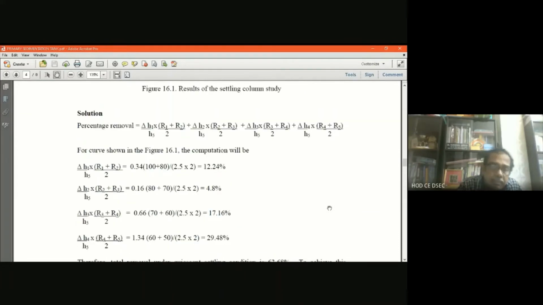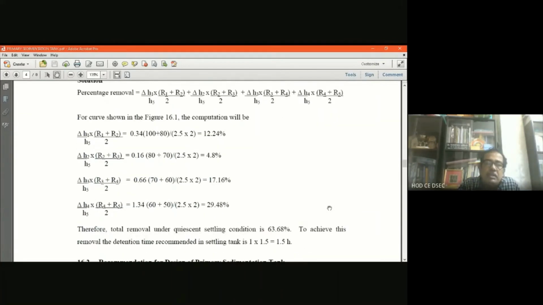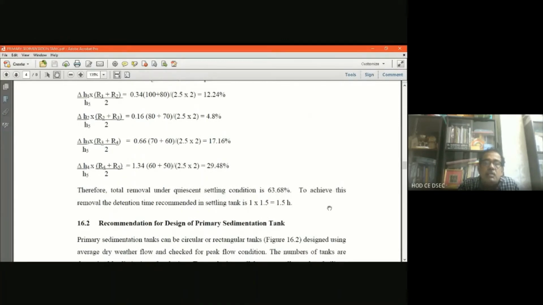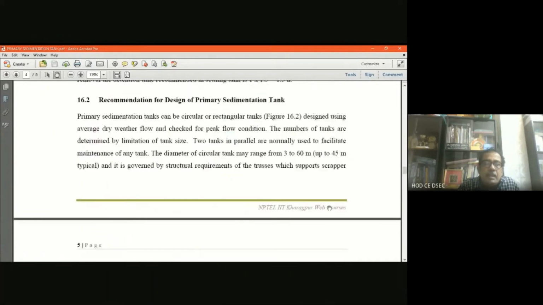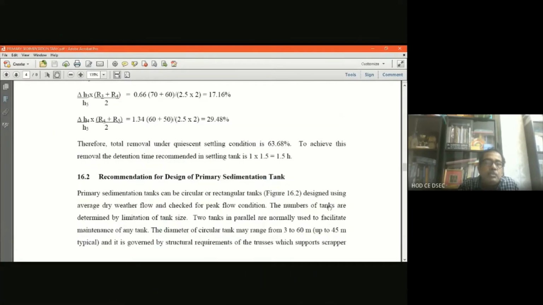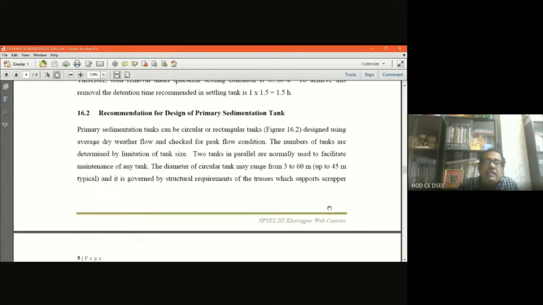So that is the answer from the column study, how to calculate the total removal under quiescent settling condition. A numerical example has been explained to you in detail. Now I am entering into how to design the primary sedimentation tank.